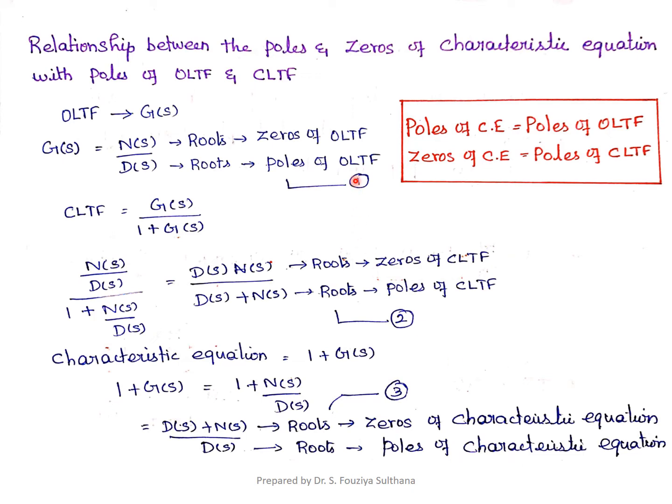Now compare equation number 1 and number 3. The poles of the open loop transfer function are the same as the poles of the characteristic equation. When we compare equation number 2 and equation number 3, the poles of the closed loop transfer function are equal to the zeros of the characteristic equation. So the conclusion is that the poles of the characteristic equation are equal to the poles of the open loop transfer function, and the zeros of the characteristic equation are equal to the poles of the closed loop transfer function. This is an important conclusion which will be used in deriving the Nyquist stability criterion.